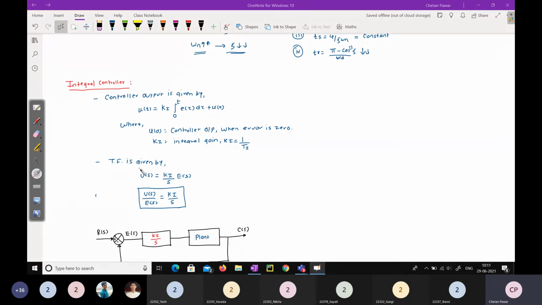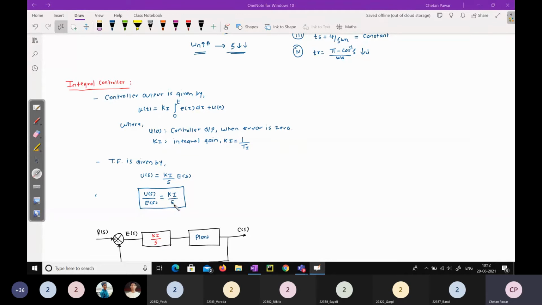Okay, then the transfer function for this particular integral controller, by ignoring the initial condition and taking the Laplace transform of this term, will be U(s) = Ki/s × E(s). So the transfer function will be Ki/s.